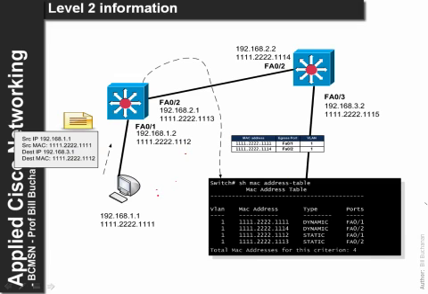For level 2 type information, we can see here that when we look at the switch, it has dynamically learnt this address and also this address, where this one and this one are statically defined inside the switch. So our CAM table is basically the MAC addresses that it's learnt, the egress port, and the VLAN number associated with them.